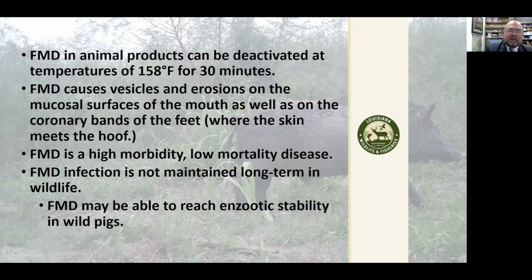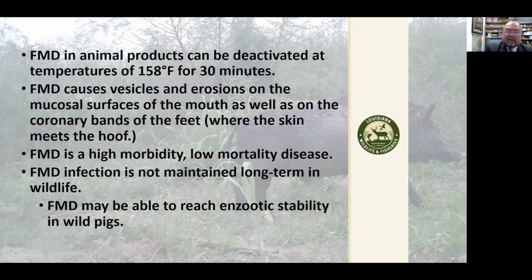So this is what's considered a high morbidity, low mortality disease. It doesn't kill a lot of the animals, but they get very sick. They don't want to walk. They can also get these lesions on their teats, on the udder. So for dairy cattle, they lose production. The animals lose weight. They're not walking around. They're not eating. They get very sick from it. But it is a low mortality, high morbidity disease.